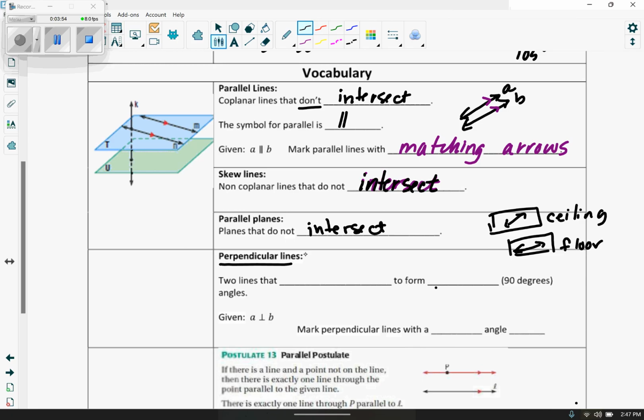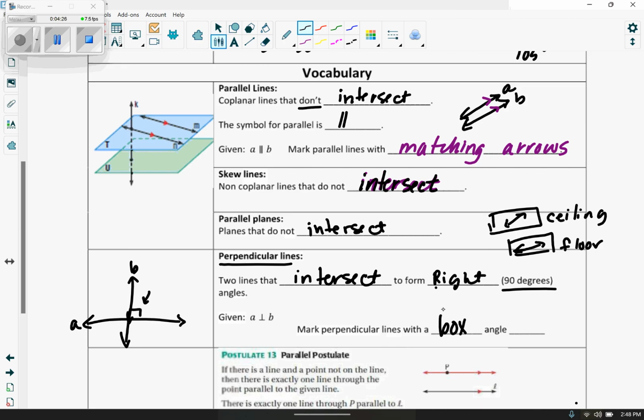Perpendicular lines, however, are two lines that do intersect to form a right angle, which is a 90-degree angle. Now, if I have A as perpendicular to B, if they're perpendicular, we're going to mark it with this little box. Oops, let's call it a right angle box. I got a little ahead of myself there.